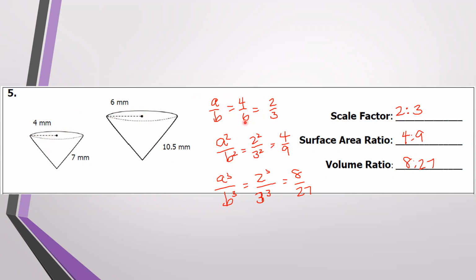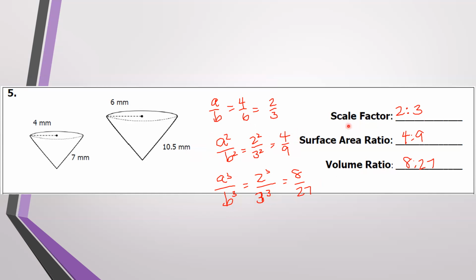So now A is 2 and B is 3. For your surface area ratio, you're going to square your A and square the B. B was 3. So you get 4/9. For your volume ratio, that's A cubed over B cubed. Well, A was 2 and B was 3. So 2 cubed is 8 and 3 cubed is 27.